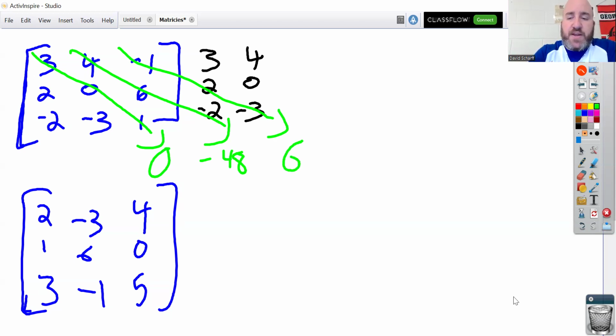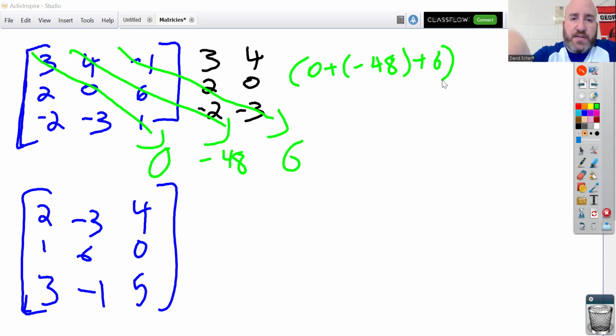So let me move my head down. So my first sum, sorry, yeah, we're adding these. So I'm going to have 0 plus -48 plus 6. Actually need to move this too, because orange is about to take up a little room up here. So now I got to go bottom left to top right.